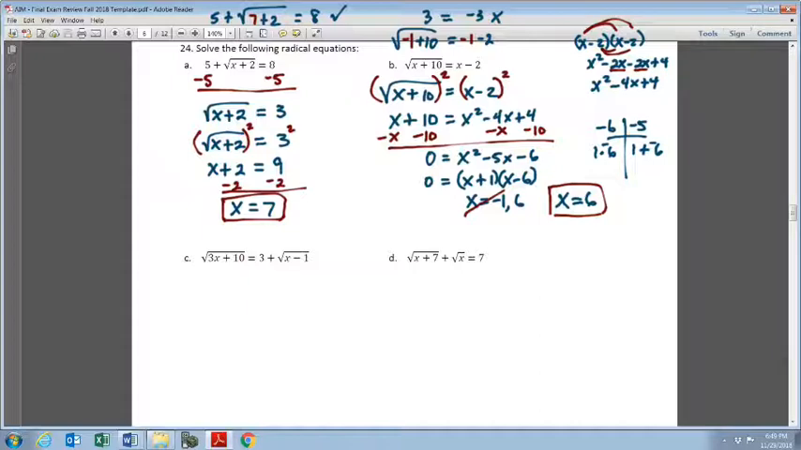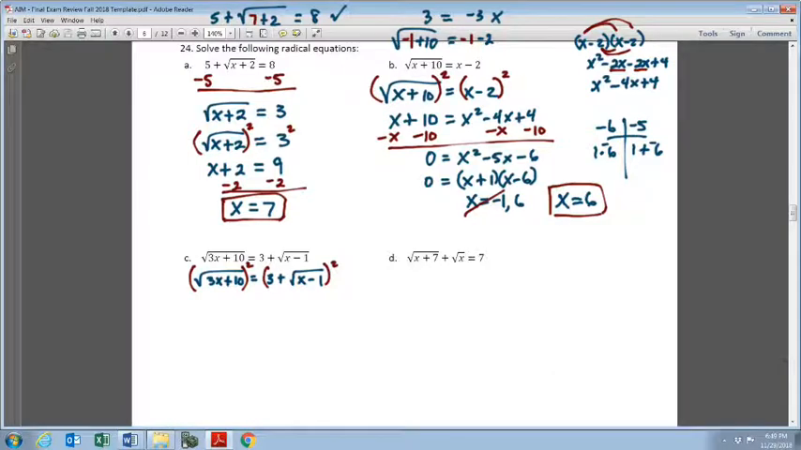Alright, let's look at C. So now we have two radicals, and in these problems we need a radical on each side, and then we're going to square both sides. And we're going to end up having to square both sides twice with this kind of problem. On letter C, let's go ahead and square each side.